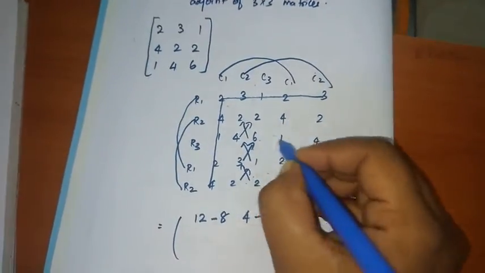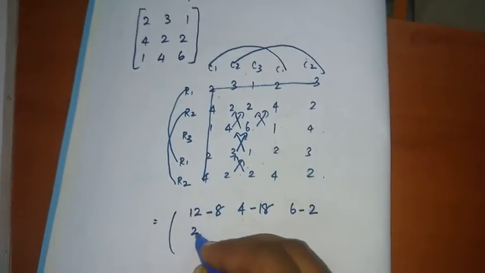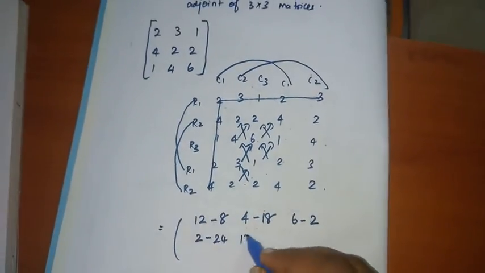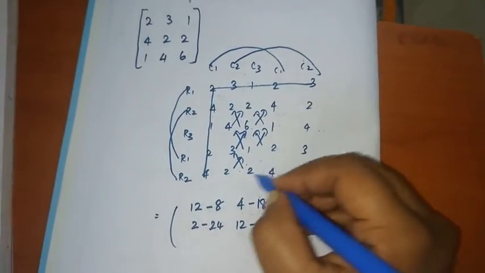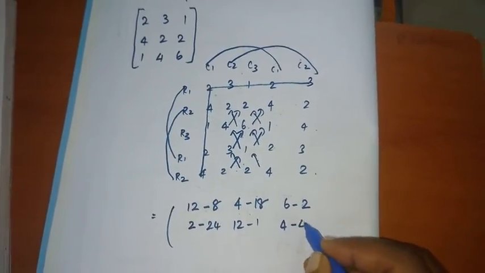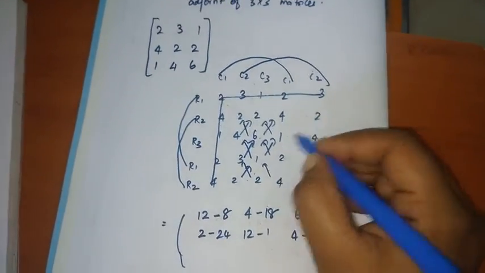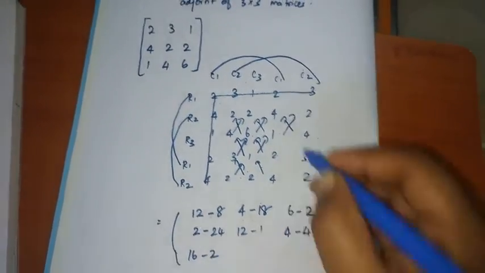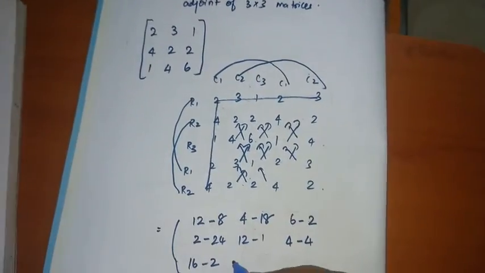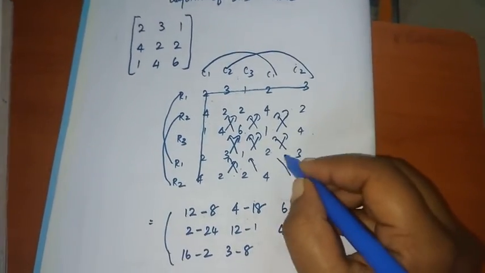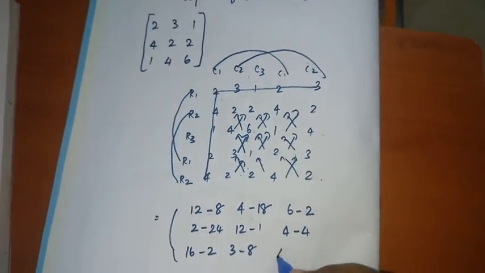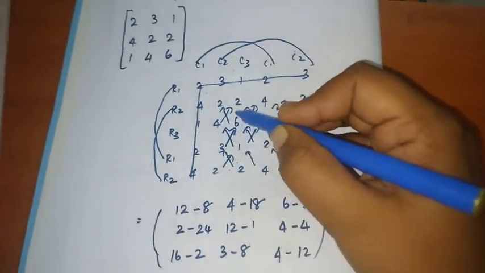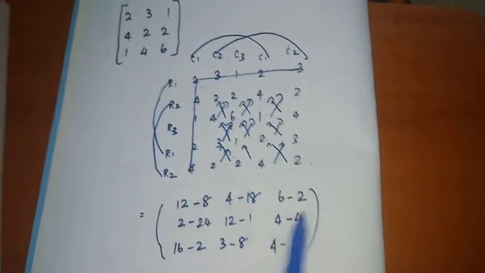Then see, 2 4 6 1, cross multiplying, 2 minus 24 will come. 1 6 1 2, 12 minus 1 will come. 1 2 1 4, 4 minus 4 will come. Then 4 2 1 4, so when we multiply, 16 minus 2 will come. 1 4 1 3, 3 minus 8 will come. 2 3 4 2, 4 minus 12 will come. So I am calculating 2 by 2 matrices column wise and writing the answer row wise.